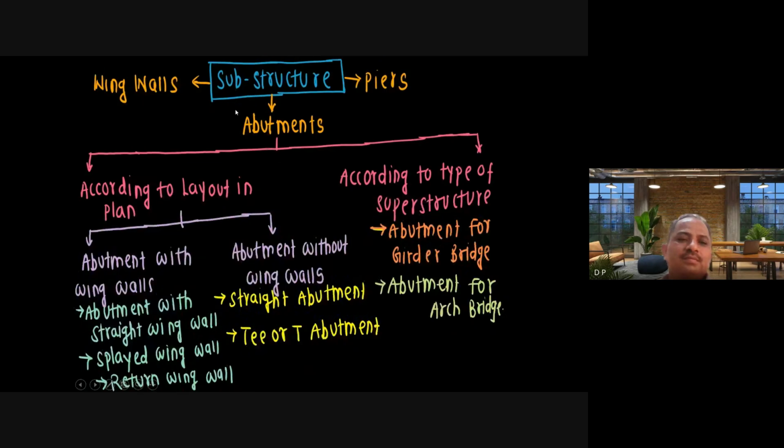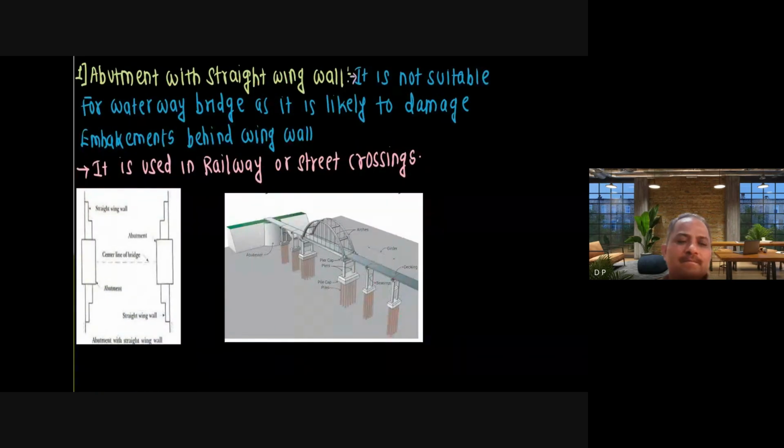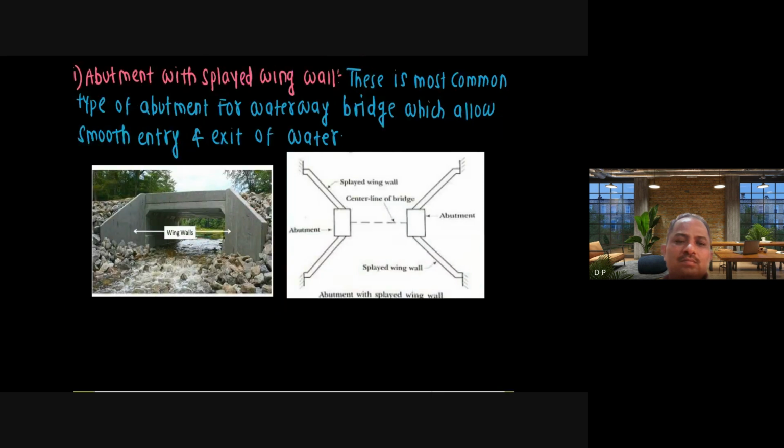Substructure. So these are the wing walls you can see. This is a box culvert or small, you can say, stream. These are the wing walls. These piers are called abutments, extreme piers that support the alignment. This is the most common type of abutment for a waterway bridge, which allows smooth entry or exit of the water.